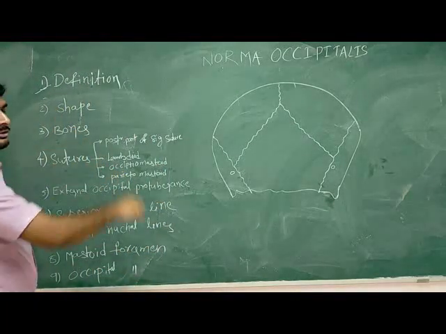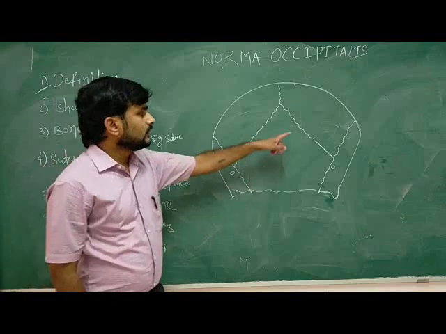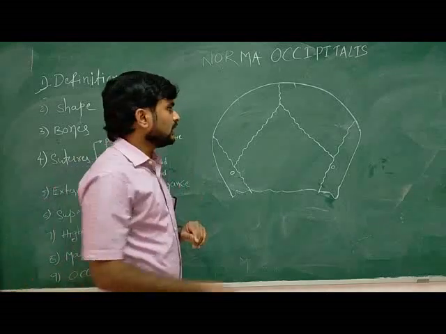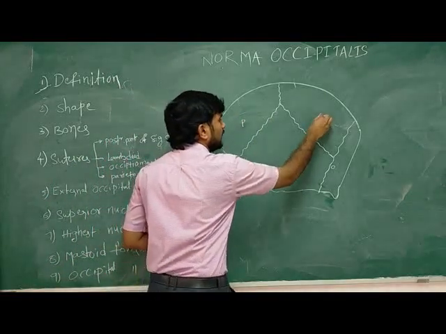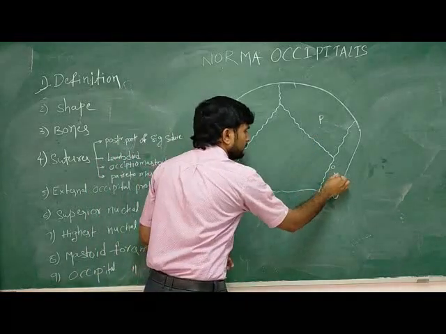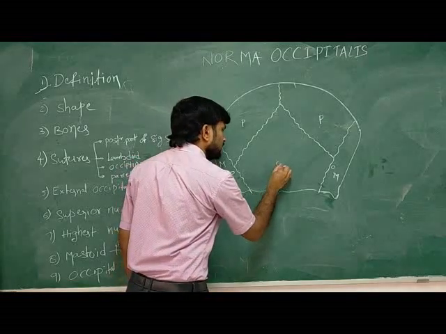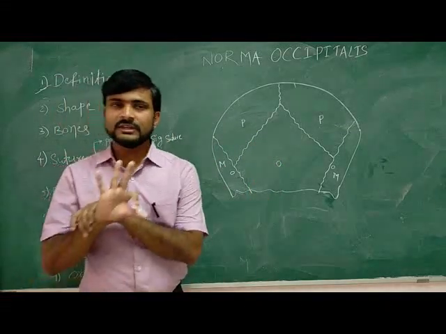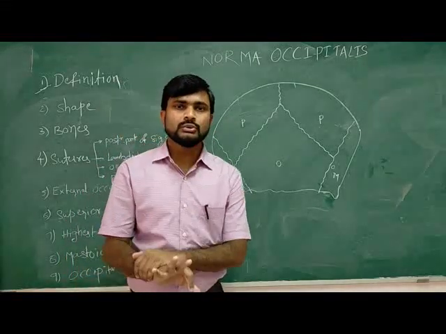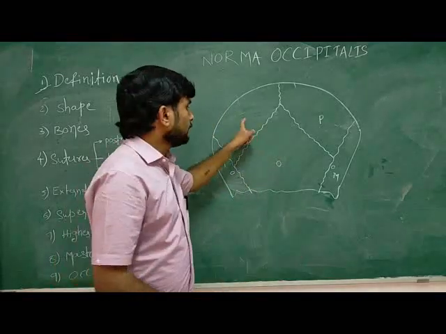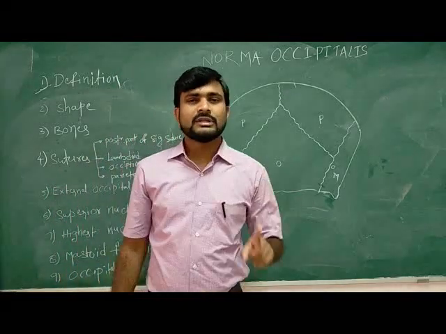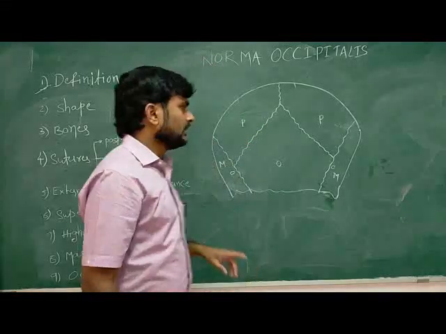Now the bones. How many bones are here? There are paired bones and unpaired bones. Totally we have three bones involved in the formation of the norma occipitalis. Two are paired bones, the parietal bone and the mastoid part of the temporal bone, and one is the unpaired bone, that is the occipital bone.